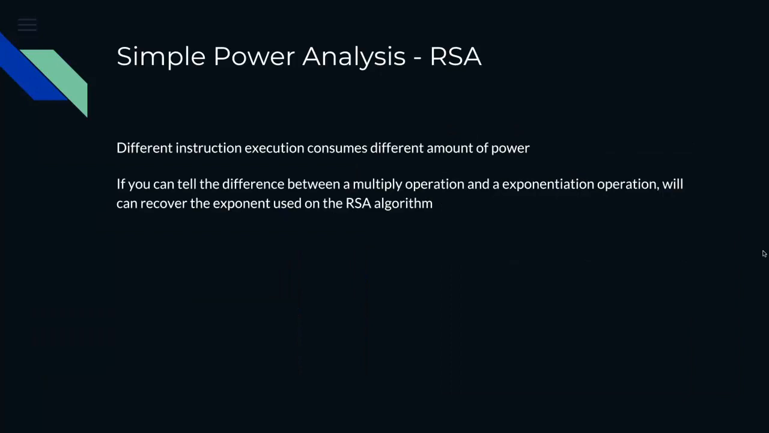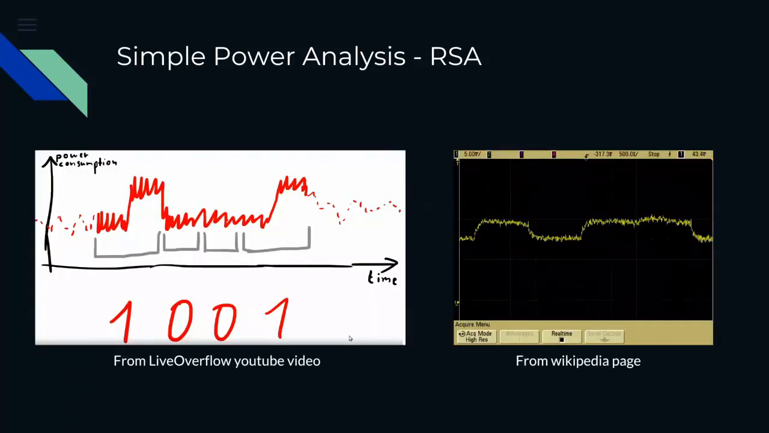Also, as I explained earlier, different instruction execution consumes different amounts of power. If you can tell the difference between a multiply operation and a squaring operation, you can recover the exponent used in the RSA algorithm and then recover the private key. That's an example.